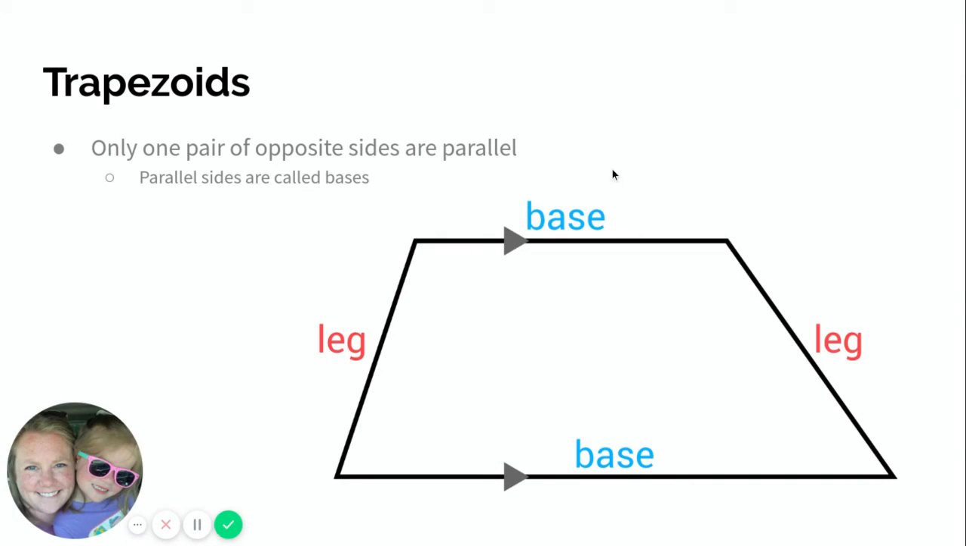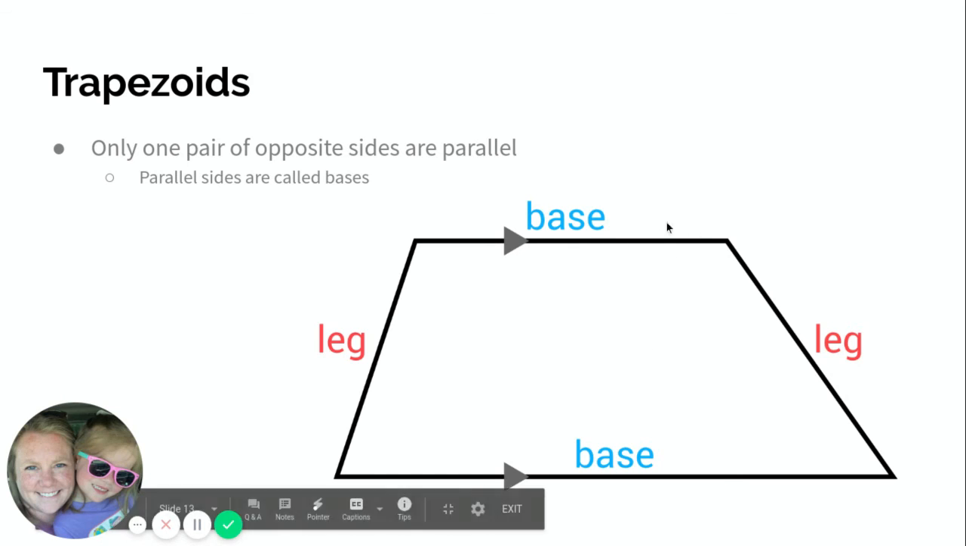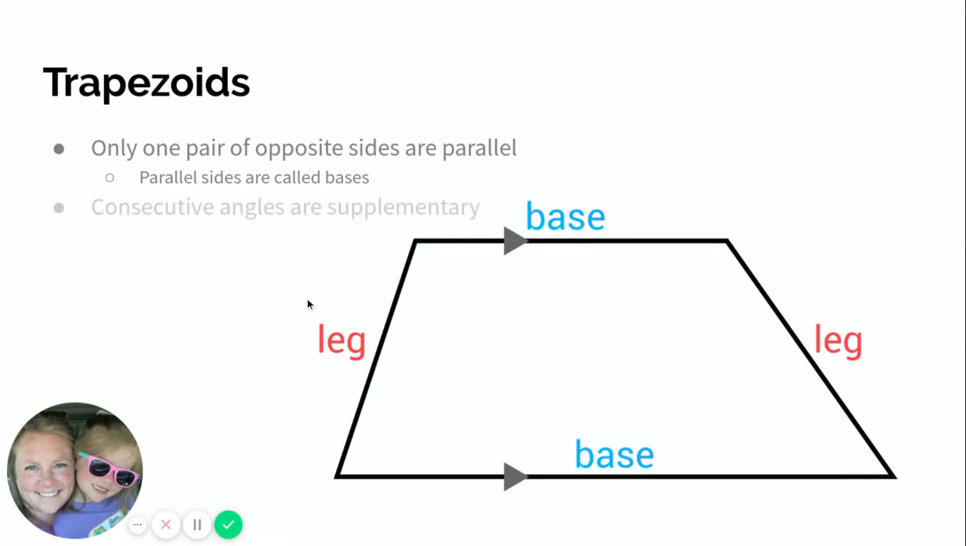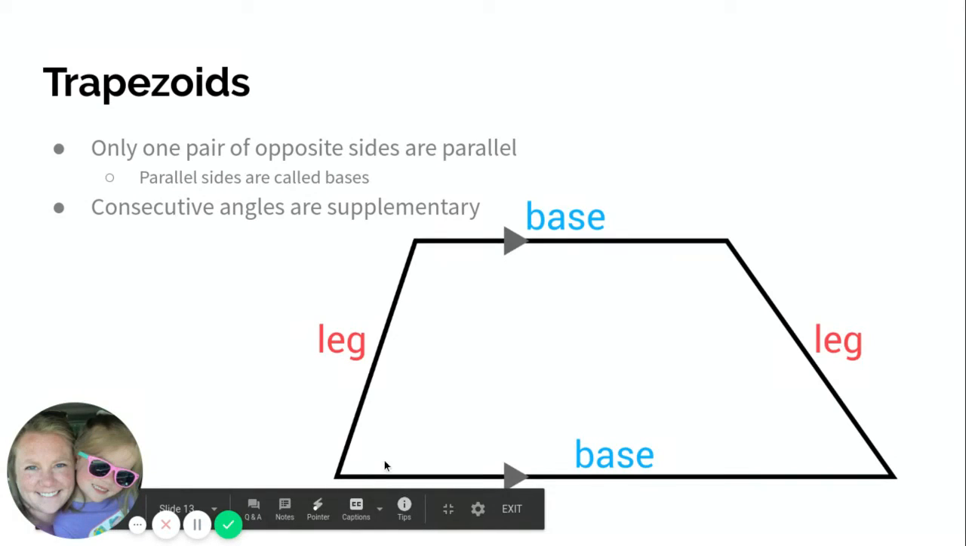On a trapezoid, the parallel sides are called bases. So if they're parallel, they're called a base. The other two sides will be called legs. Consecutive angles are supplementary. So again, consecutive means one right after the other. So this angle and this angle added together equal 180.